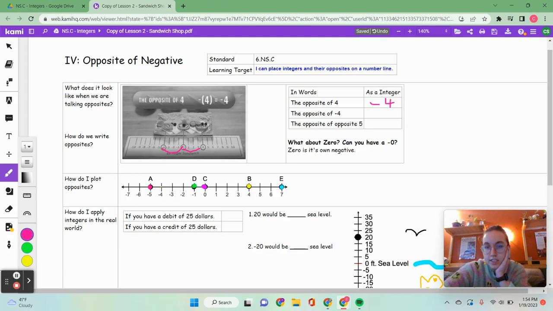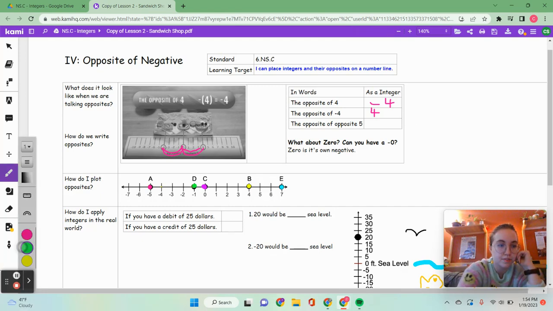Same thing, if I wanted to get the opposite of a negative 4, then I would go from negative 4 to 0. So I have to go to the left 4 from 0 to get to negative 4. So I can go to the right 4 from 0 to get a positive 4. Symmetrical about 0.